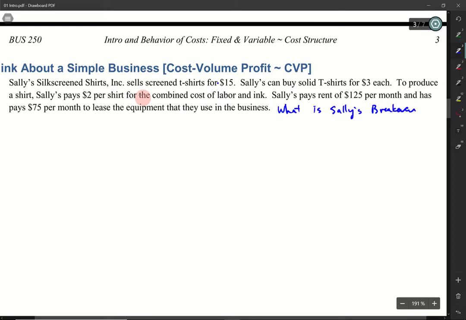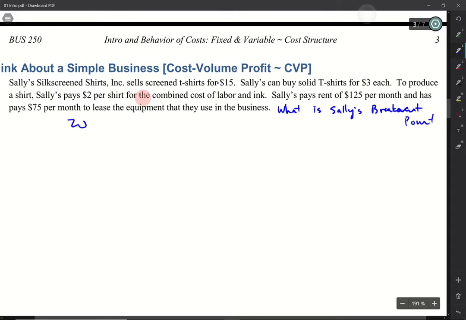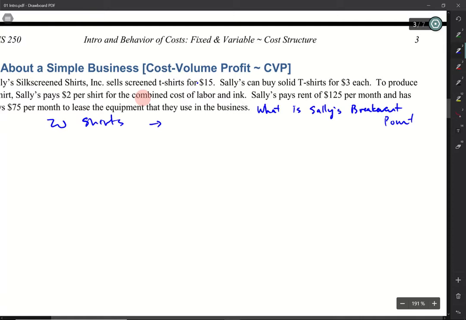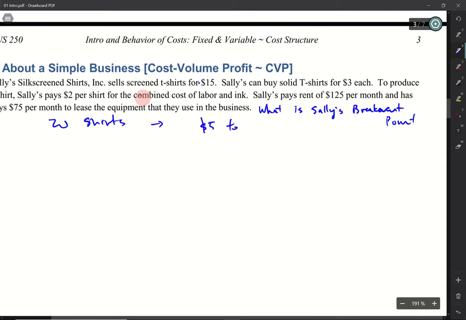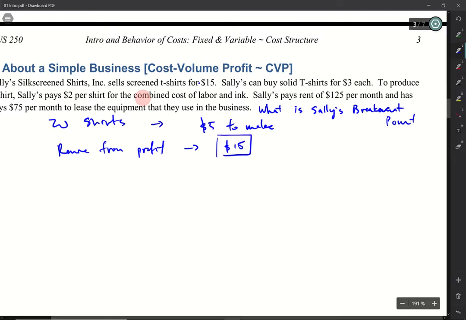Sorry? How do you know? So it would be $5 to put the shirt on. Sorry, wait, how much to make the shirt? $5. Okay, $5 to make the shirt. Then you take that out of the profit that she's making from the shirt. And you have to add the rent and the cost of running the operation with the equipment, and that's $200. So you're making a profit of basically $15 per shirt, right? Right. And then need to add costs.